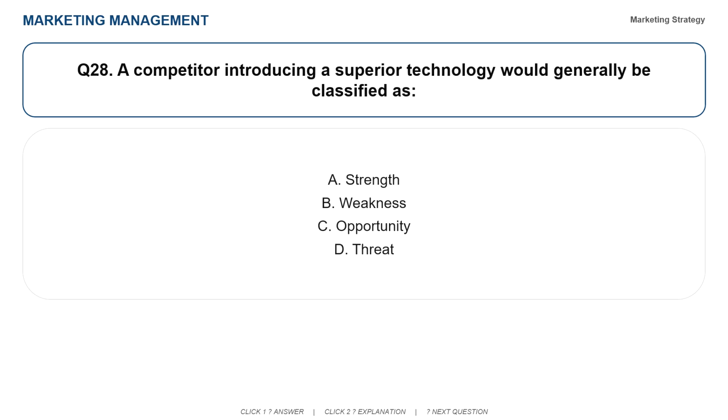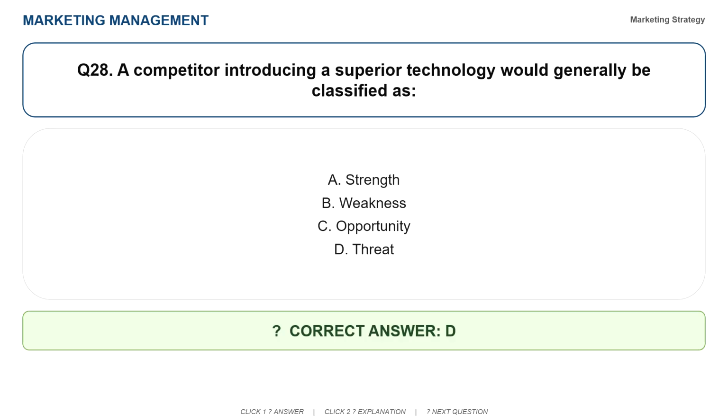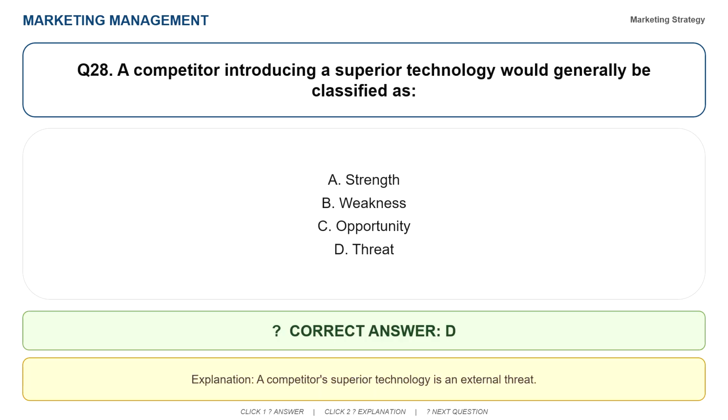Question 28. A competitor introducing a superior technology would generally be classified as: Option A, strength. Option B, weakness. Option C, opportunity. Option D, threat. The correct answer is D. Explanation. A competitor's superior technology is an external threat.